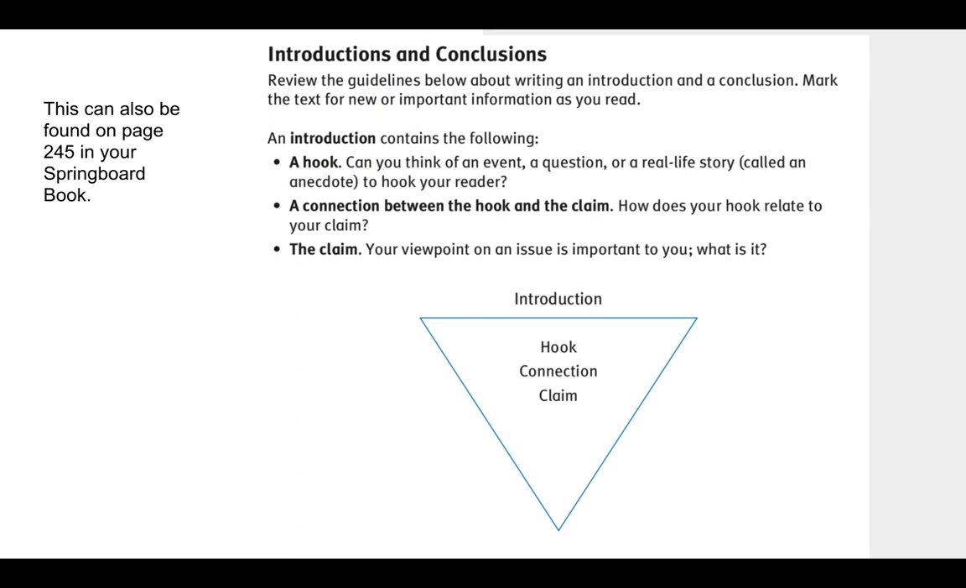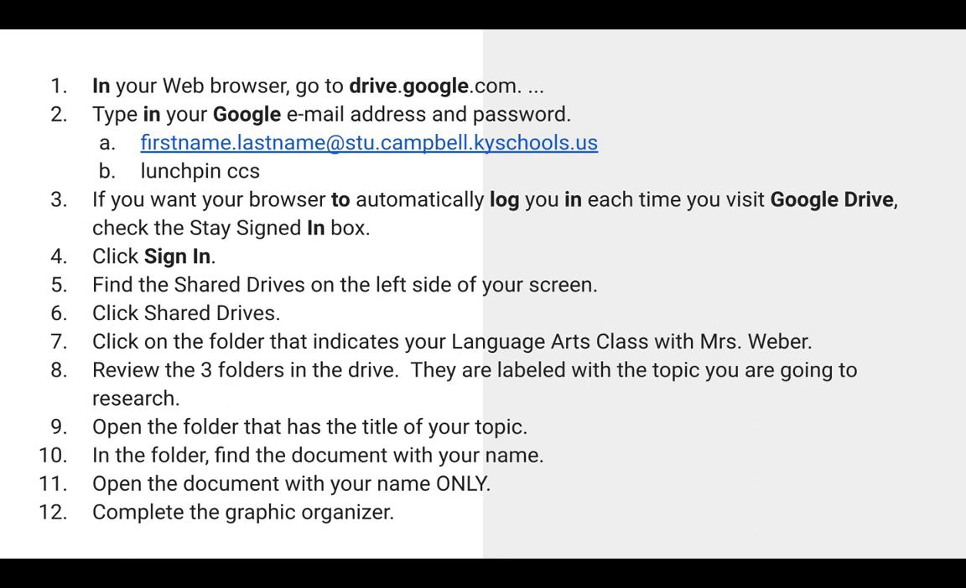Once you review all this information, it's time to go into your Schoology assignment, day 9, and complete those 2 multiple choice questions, super easy ones, and then get into your Google Drive. So here are the directions again. I will also include these in the materials and updates for today's lesson in Schoology.